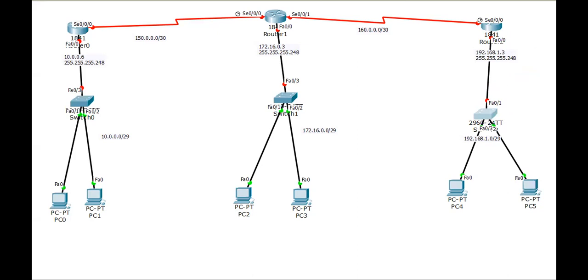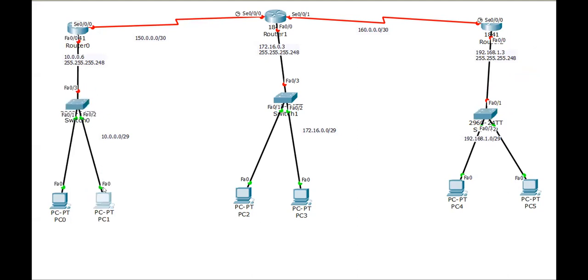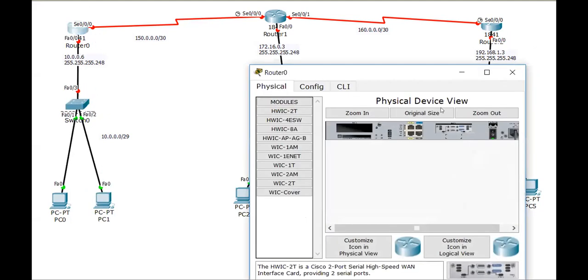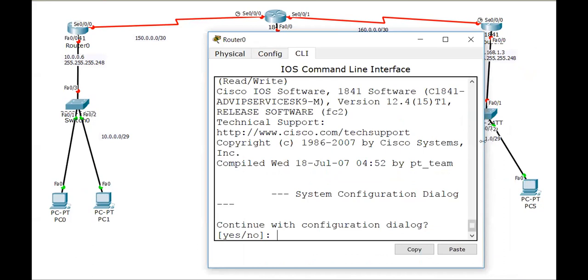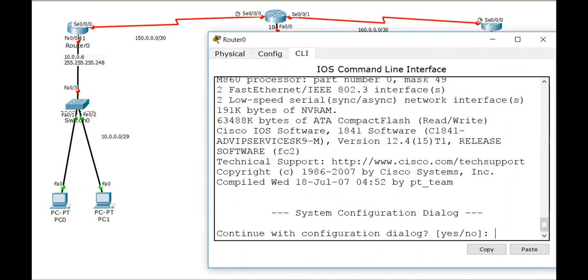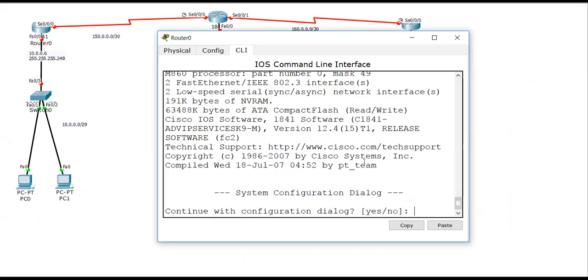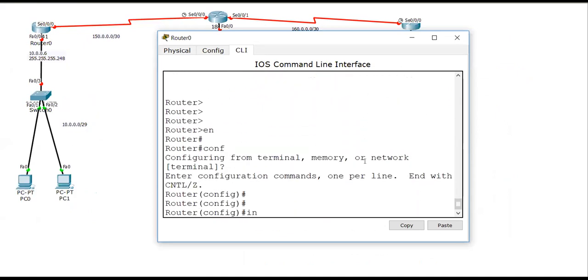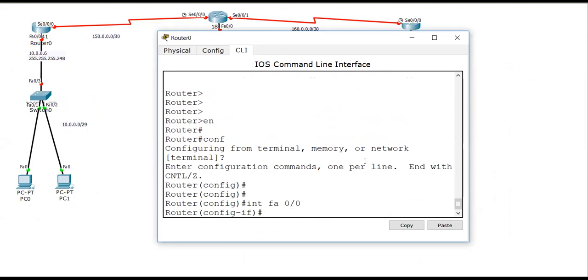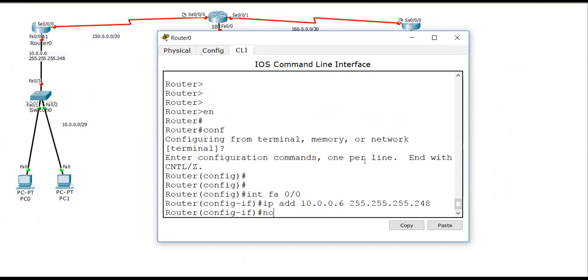Now, I have to configure this because Anshuman was facing a problem in the DTE cable. So I just want to let you know the problem was in the interface. So I'm going to click on this, enable, config, interface FA0/0, IP address 10.0.0.6. I'm doing it a little bit fast again.